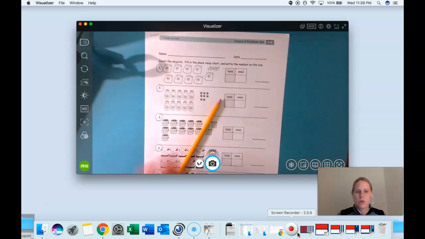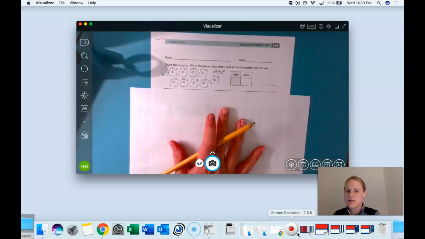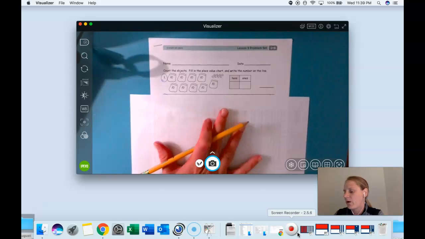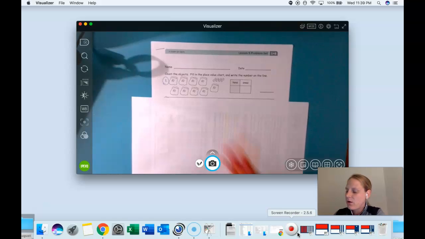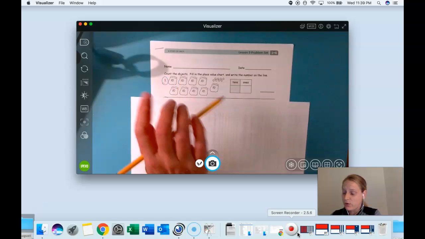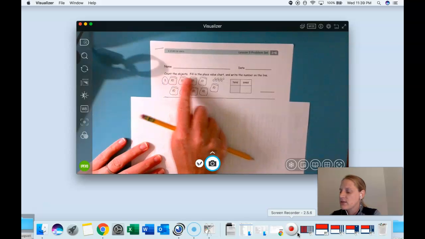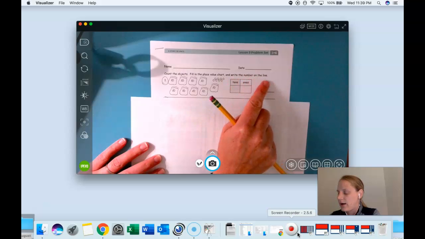Okay, my friends, we're going to do the first problem together here. And then you're going to work on the rest on your own. I'm going to cover this up so we're just looking at problem 1. If it helps you to do that too, go ahead and grab a plain piece of paper and cover it up so you're just looking at problem 1. You don't have to do that though, it's optional. Okay, go ahead and point to count, and I want you to read the directions and track with your finger or your pencil as I read them out loud. Count the objects, fill in the place value chart, and write the number on the line.